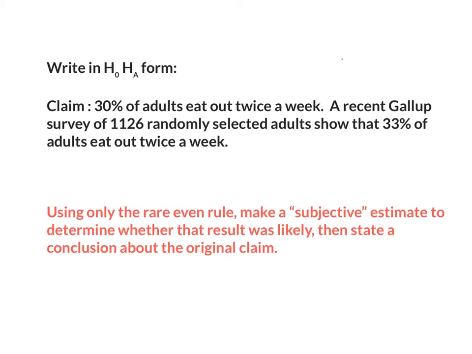All right, first part says write in H0, Ha form. It says claim: 30% of adults eat out twice a week. A recent Gallup survey of 1126 randomly selected adults shows that 33% eat out twice a week. So what we do is this. Those are proportions. So my H0, I would say my proportion would equal 30% or 0.30. My Ha, I would say would be more than 0.30. Remember, it's always population, and your null hypothesis always has equals.